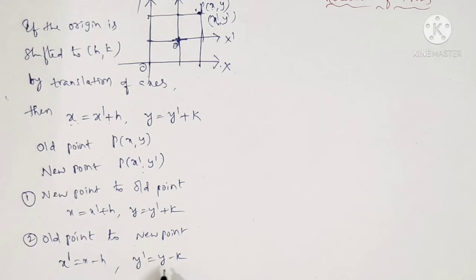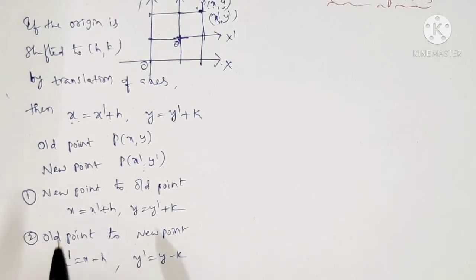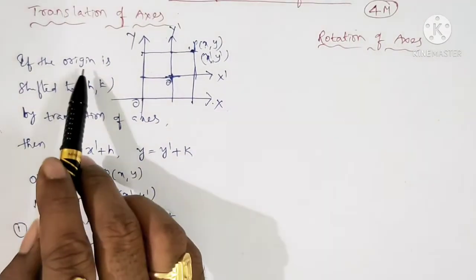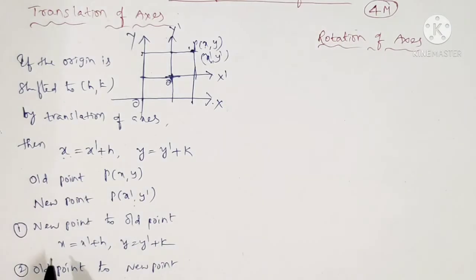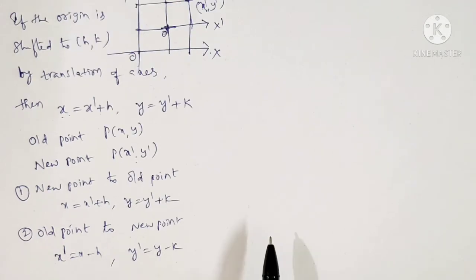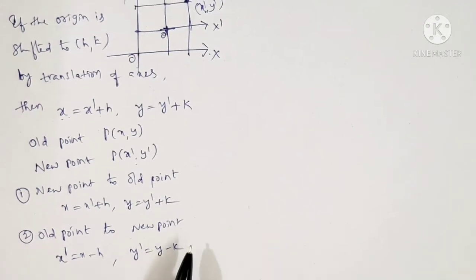They are given x, y values and h, k. Remember students, they always give that the origin is shifted to some other point h comma k. This is fixed, but we are changing from new point to old point or old point to new point. Is it clear? Now based on this we solve one question.